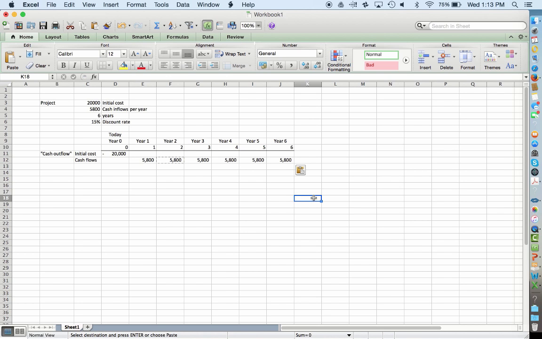Can you zoom in? Yes, I can. Thank you. I always forget I can see it better than you guys can.